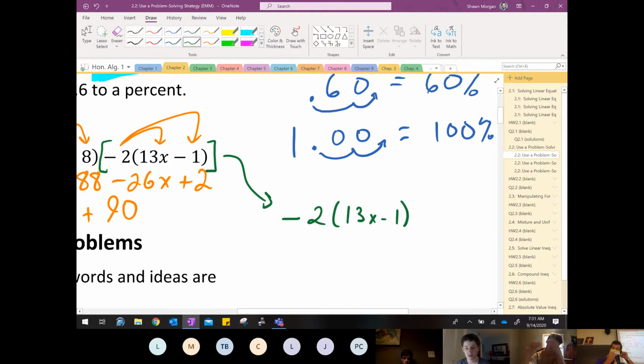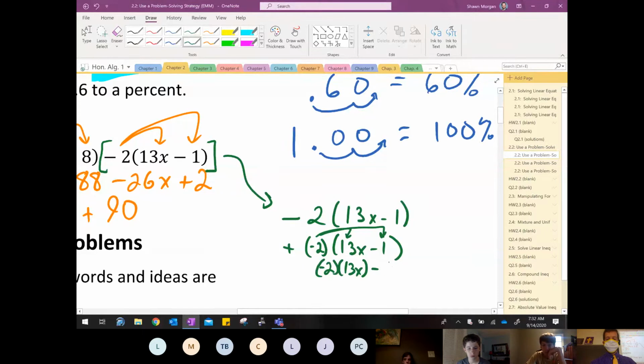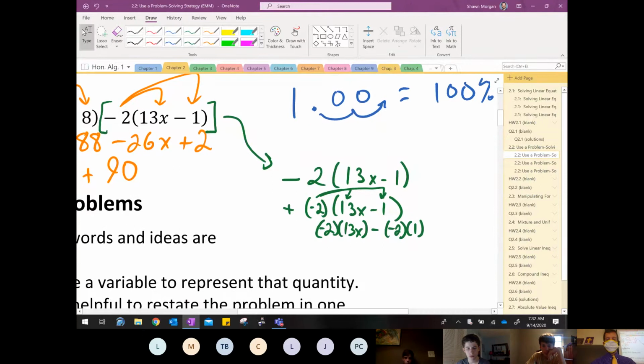All right, so we're saying minus 2 times the group, okay? Now, minus 2 is the same thing as plus negative 2 times the group, okay? And that's that distribution that we're going to do where we say negative 2 times 13x and negative 2 times 1, all right? And another way of looking at that is just saying a negative times a positive yields a negative. So we got negative 26x.